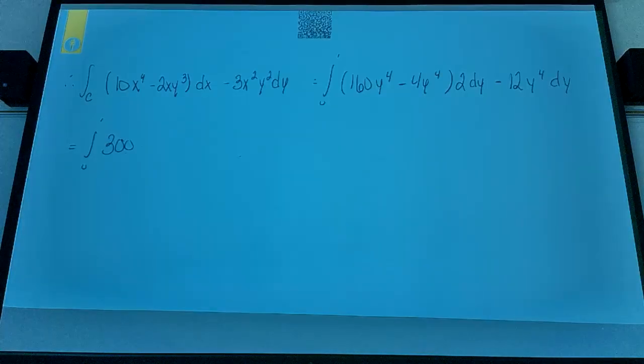What's the antiderivative of y to the 4th? y to the 5th, over 5. Evaluate that from 0 to 1. 1/5. 300 times a fifth. There's your answer. Again, I found that to be easier than trying to find the potential function.